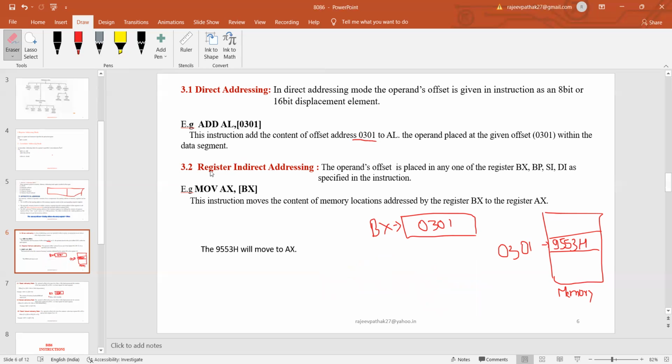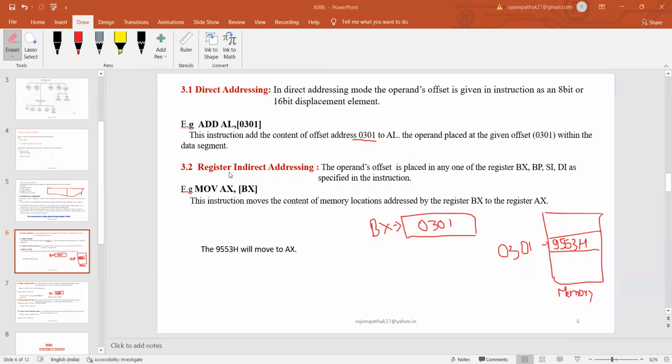The second method for the memory addressing mode is called register indirect addressing mode. Okay, am I audible to everyone? The second method in the memory addressing mode is called register indirect addressing mode.